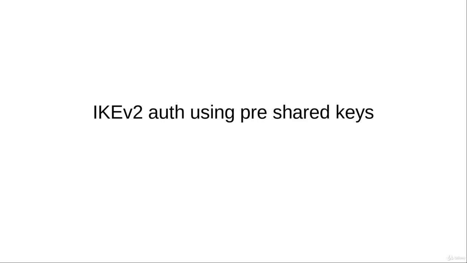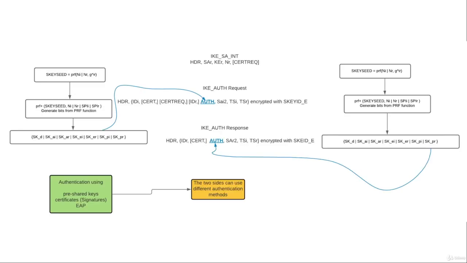Hello. In this lecture we will dive a little bit deeper into the authentication process. IKEv version 2 uses one of three methods to authenticate the peer. It can use pre-shared keys, certificates or signatures, as well as using extensible authentication protocol.